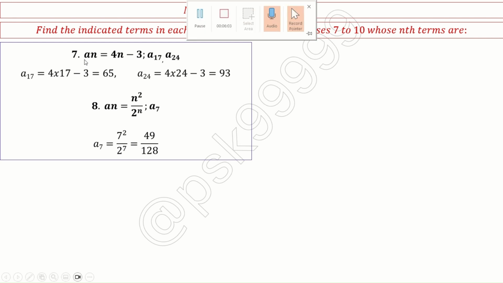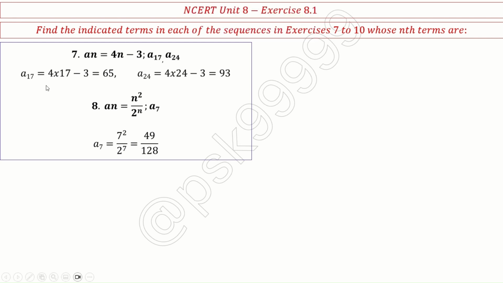So if you take this one, an equal to 4n minus 3. So a17 is 4 into 17 minus 3. You just replace n with 17, which is 65. A24, 4 into 24 minus 3, which is 93. Okay. So similarly you will do for all other problems. Okay. Next.